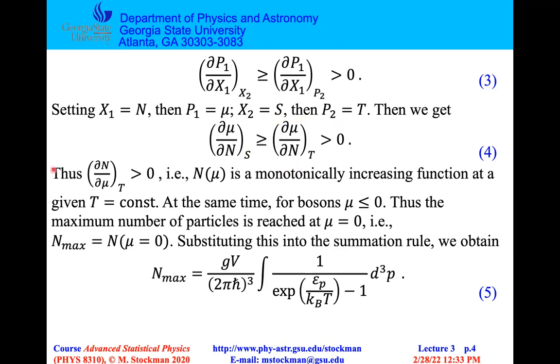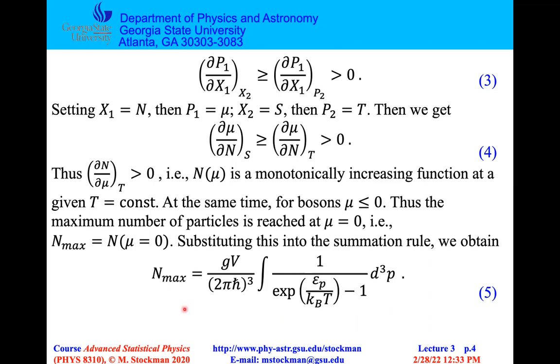This part only is interesting for us now, and I will invert this derivative. So if this derivative is positive, then the derivative of n over mu, which is the inverse quantity, is also positive. That means that n of mu is a monotonically increasing function at constant T. So at fixed temperature, the number of particles monotonously grows with mu, or vice versa, mu monotonously grows with the number of particles. At the same time, from the grand canonical distribution, we know that for bosons, mu cannot be greater than 0. So it's negative or 0. Obviously, the maximum of particles is reached at mu equals 0. So n maximum is n of mu at mu equals 0. So this is the number of particles which is maximum, because here the chemical potential is set to 0.